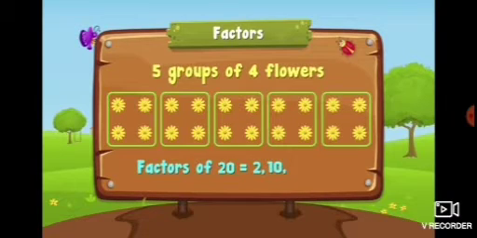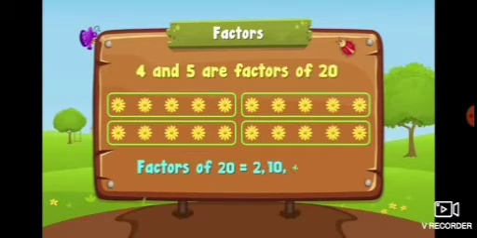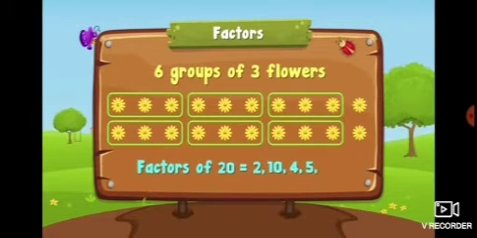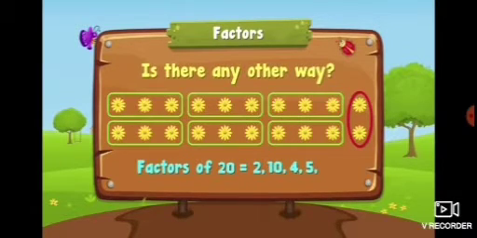Then one more, that we can make 5 groups of 4 flowers. Means in one group there should be 4 flowers, and in the next we can see 5 flowers in one group. So even 4 and 5 are factors of 20. Now we'll see 3 flowers. If we take 3 flowers in one group, we'll get 6 groups, but there will be a remainder of 2 flowers. So 3 is not a factor of 20.